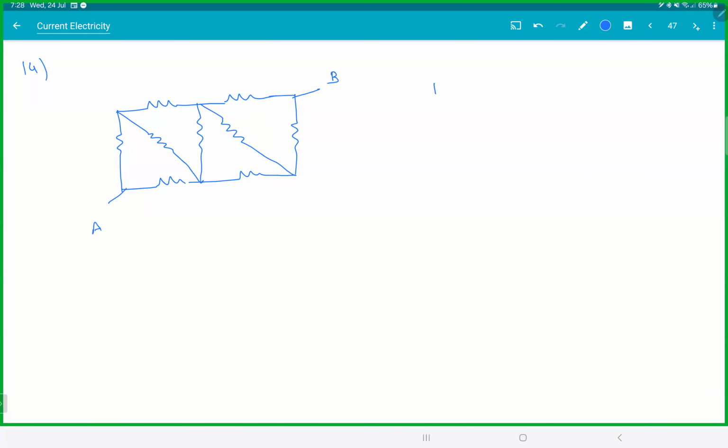All our resistances are equal. Get me the equations. This is not a Wheatstone bridge. How does this look like a Wheatstone bridge? You're saying these two are the arms. Then what is this thing doing dancing here? This is not a Wheatstone bridge.